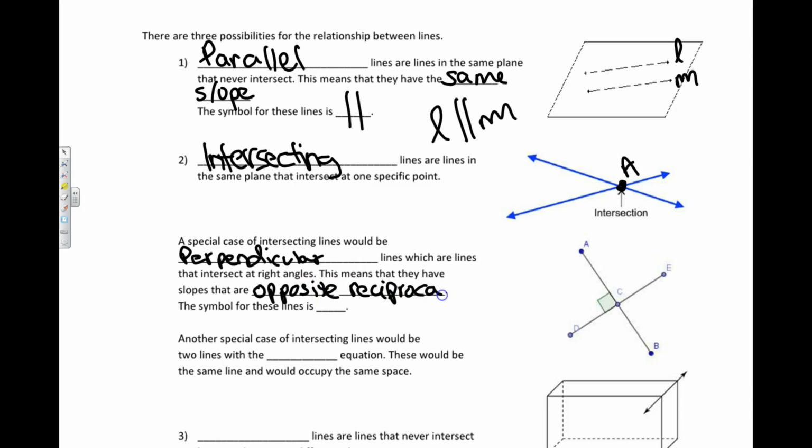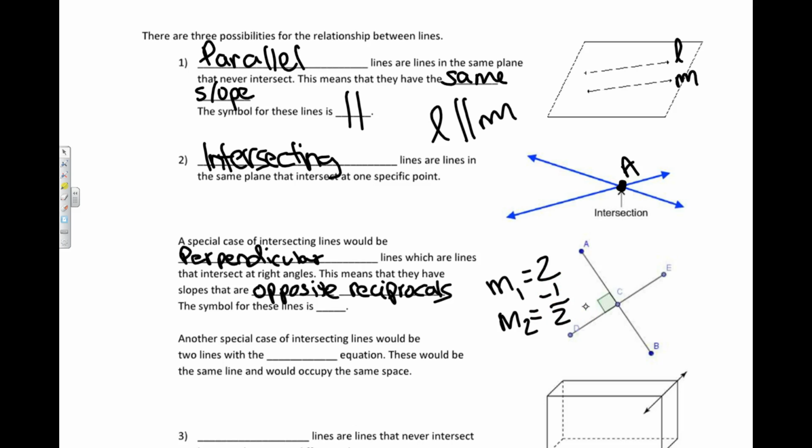And what does that actually mean? Well, let's say one slope is 2. Well, then the other slope, M2, would be the opposite. That means I change the sign, and the reciprocal, I flip it. So it'd be -1/2. So those are opposite reciprocal slopes.